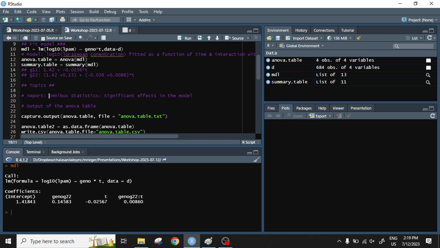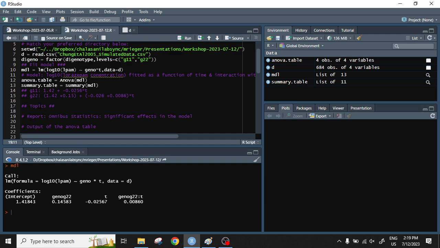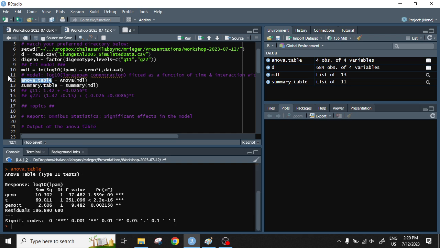So the first thing, some topics in this that I want to talk about, are reports of different things you might want to do. The very first thing that you might want to show is just what the table of the ANOVA is. And so I'm going to go over what that is again. That's calculated up here with this line. If you already ran this line, you can just type ANOVA.table or just run that, and it'll show you what that looks like. And that's this down here.